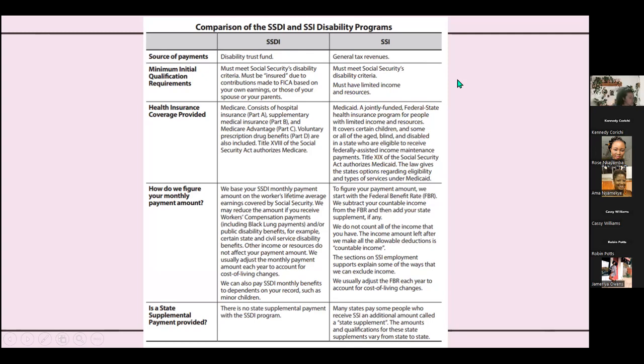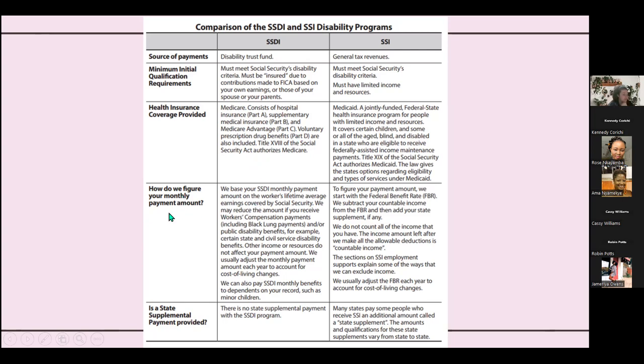So the minimal initial qualification, they have to be insured through the contributions they've made. So they have to have worked and poured into this fund at some point in order to benefit from the fund. Whereas for SSI, they have to meet the disability criteria and they have limited income and resources. Health insurance coverage provided, Medicare versus Medicaid. Important to know. I can see that being a question on the test to throw us off.